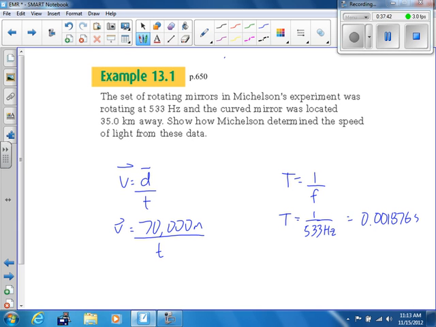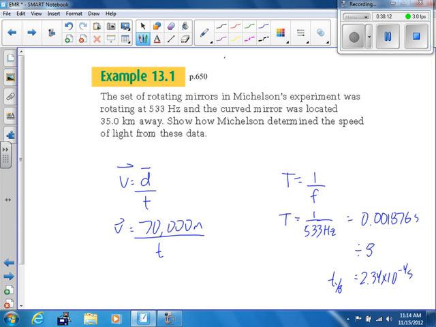So what are we going to do with this time? We don't want the time for one revolution. We want the time for 1/8. What are we going to do with it? Let's divide it by 8. What do we get? 2.34 times 10 to the minus 4 seconds. We're not going to call that big T, we're going to call that little t, and I'm going to put a little subscript in there just to remind us that that's the time for 1/8 of a revolution.